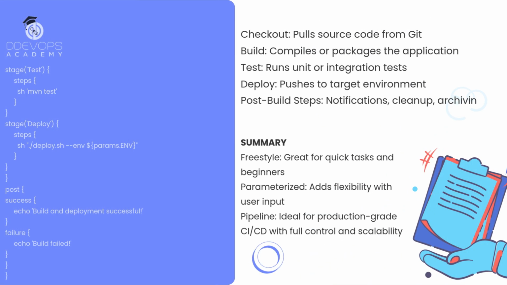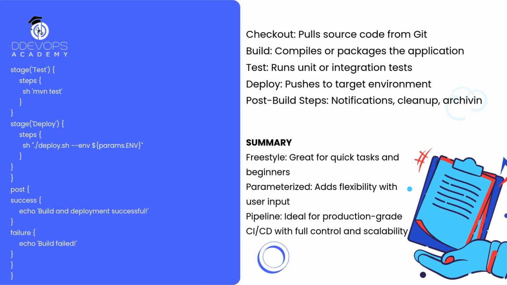This pipeline runs tests, deploys to the chosen environment, and includes post-build actions for success or failure. The stages follow a clear CI/CD flow: checkout, build, test, deploy, and post-build steps. Freestyle projects are simple. Parameterized builds add flexibility, and pipelines give full control for production-grade automation.